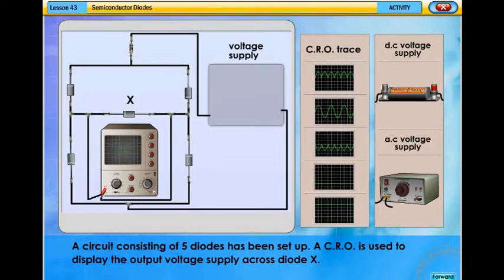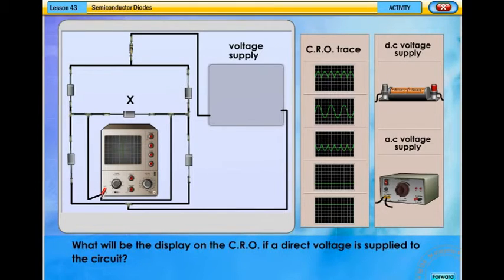A circuit consisting of five diodes has been set up. A CRO is used to display the output voltage supply across diode X. What will be the display on the CRO if a direct voltage is supplied to the circuit? Drag and drop the possible CRO trace in the box.